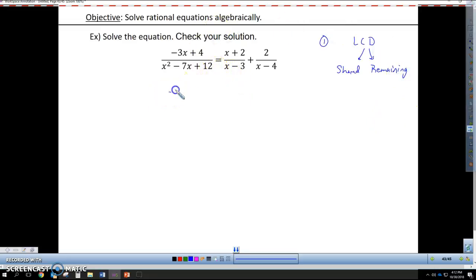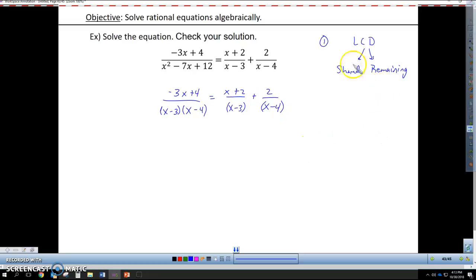So I have negative 3x plus 4, and I'm going to factor the denominator. x squared minus 7x plus 12 factors to be x minus 3, x minus 4. And this is equal to x plus 2 over x minus 3. I don't have anything to factor there. Plus 2 over x minus 4.